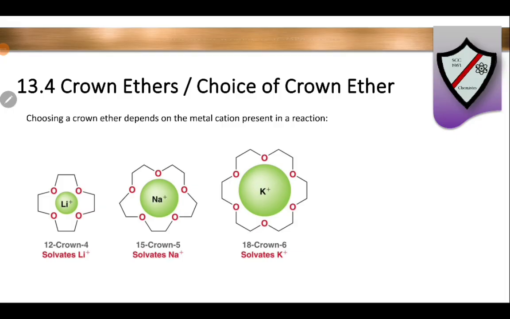And we know from their positions on the periodic table that ion size increases as you move down those periods. So we have lithium, sodium, potassium in order, smallest to largest.